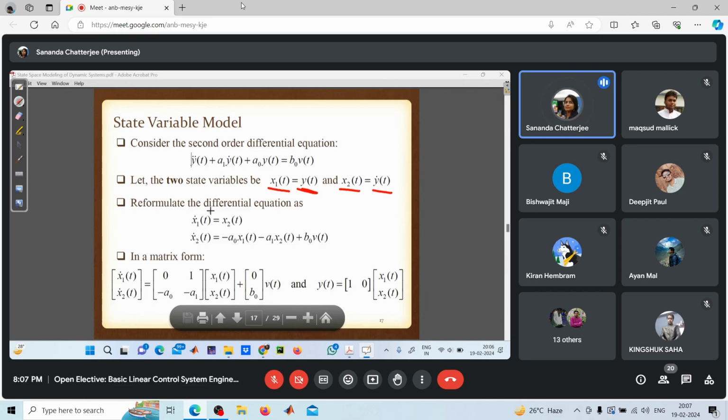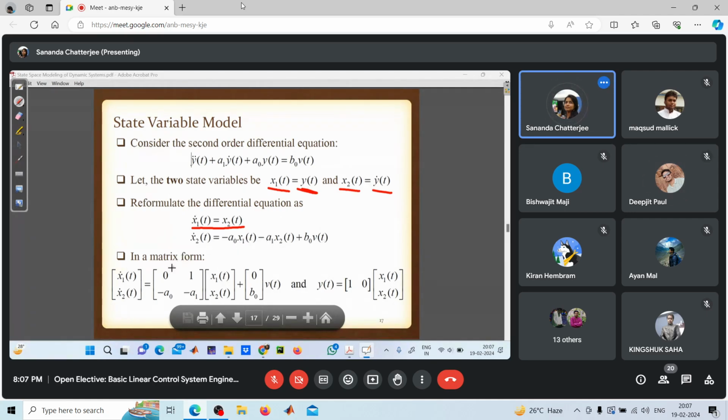Now I can rewrite this differential equation as x1 dot is equal to x2, and another one is x2 dot. X2 dot means y double dot. X2 dot is equal to minus a0 x1 minus a1 x2 plus b0 v(t). Is it okay?